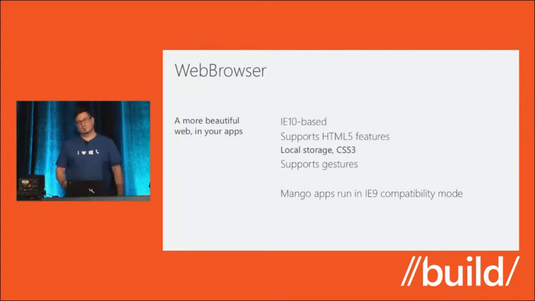Web browser control. The web browser control is a whole HTML session. I recommend seeing that if you're interested in it. It's IE10 based. The control supports all the features the browser does, namely local storage, all the CSS3 selectors and animations and features. There's first-class gesture support built into it. And for your Windows Phone 7 apps, those will be running in an IE9 compatibility mode. There are not 2 browsers on the phone. There's only one, and it runs in IE9 mode when you have a Windows Phone 7 app.